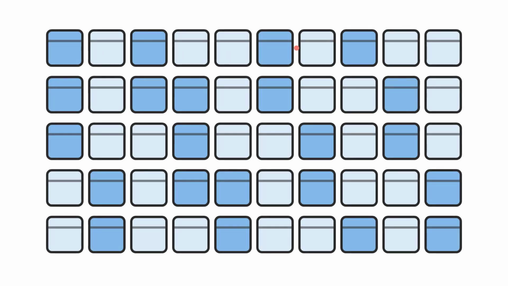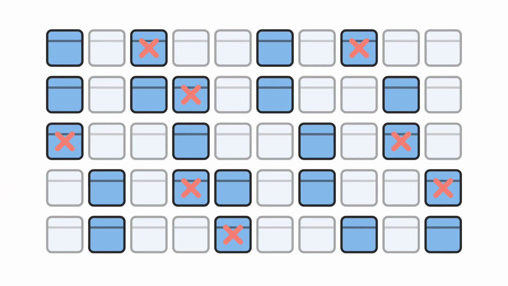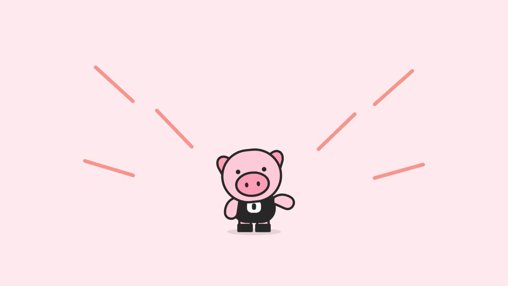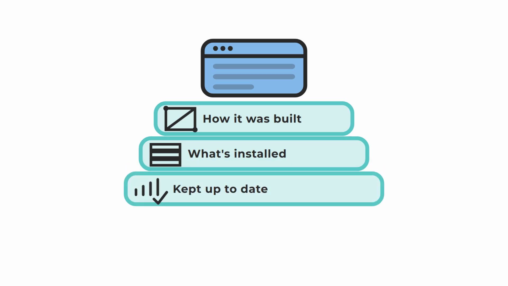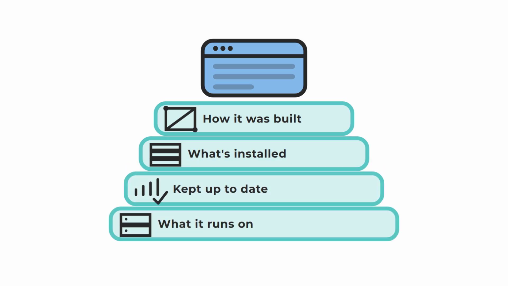WordPress is also heavily targeted by attackers because so many sites use it. That doesn't make it vulnerable though. The security of an individual site depends much more on how it was built, the software installed on it, whether it's kept up to date, and the infrastructure it runs on.